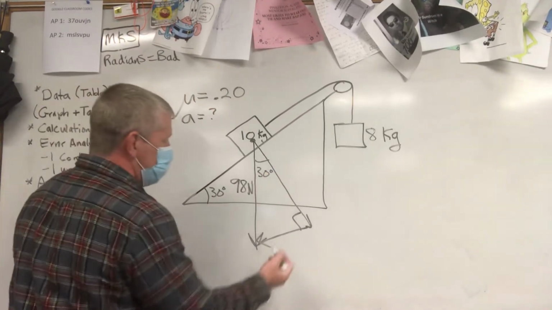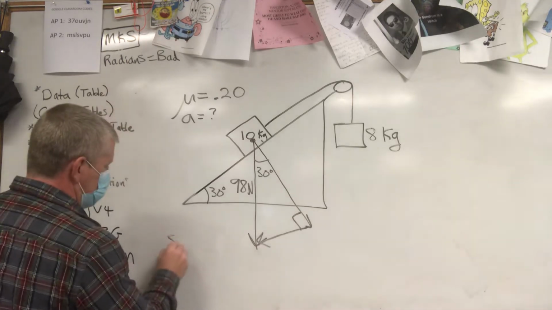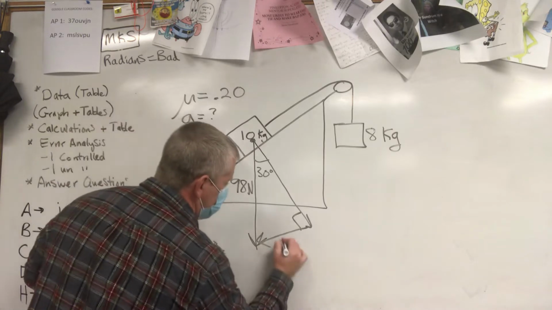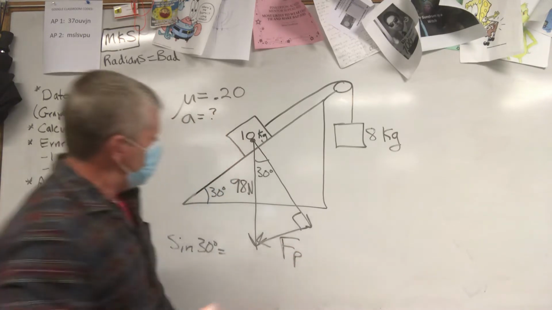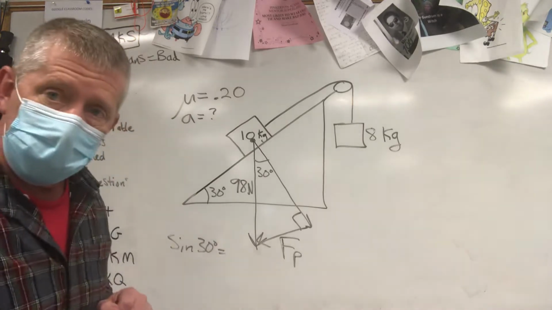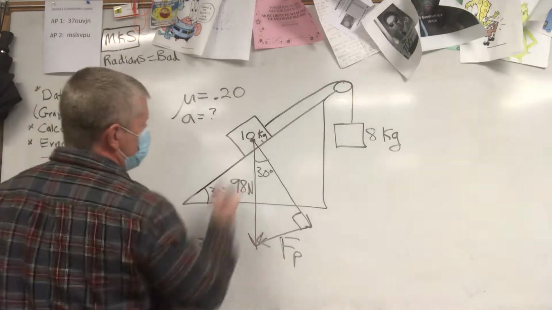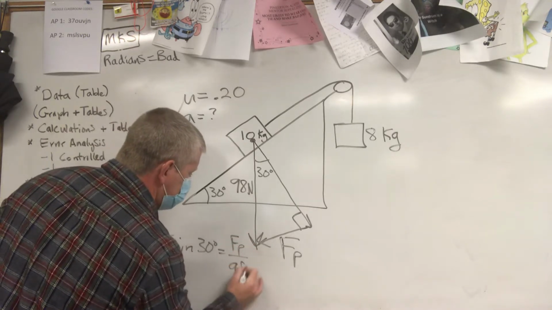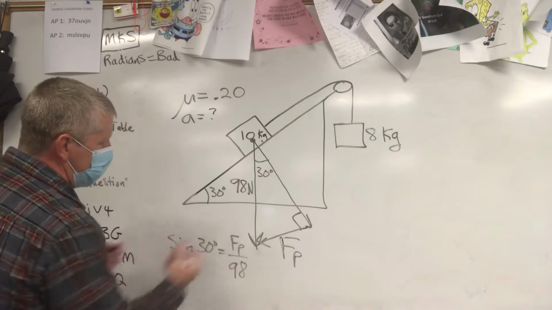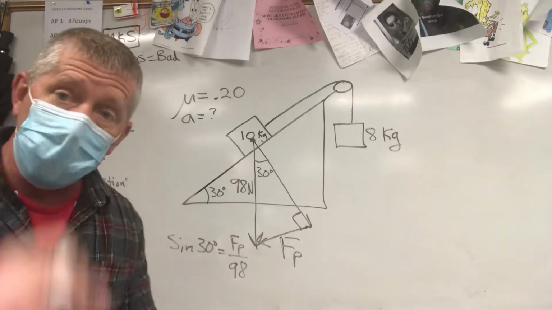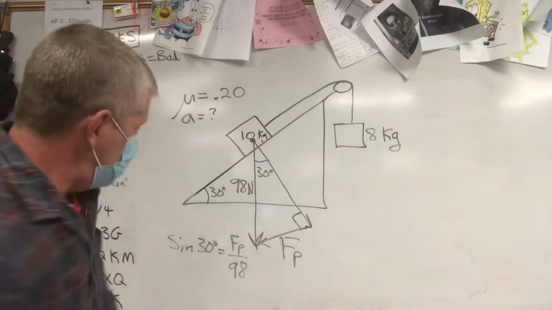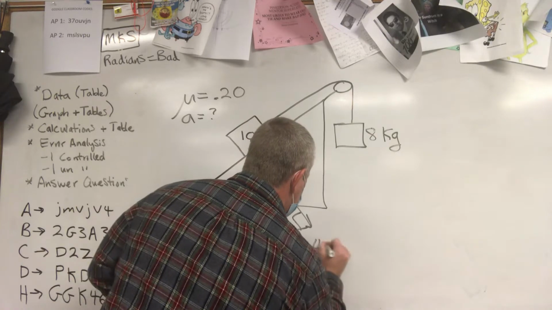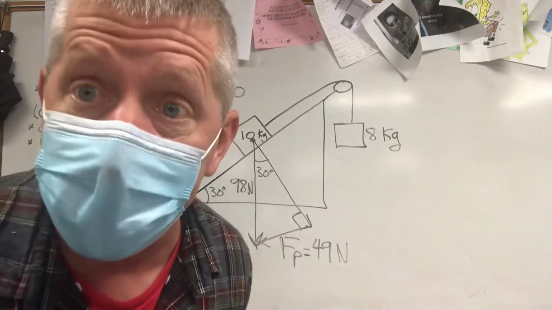This is the sine side. Sine of 30 degrees equals opposite, which we're going to call Fp for that parallel force. Parallel, the P, parallel to this surface. And that's going to equal Fp over hypotenuse 98. So if I multiply those together, I'll get Fp. Sine of 30 is 0.5, so 0.5 times 98 is 49. Multiply those, we get 49 newtons. You're going to need that.